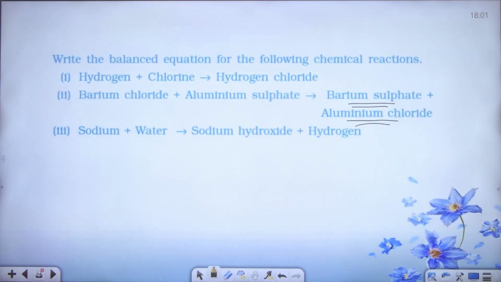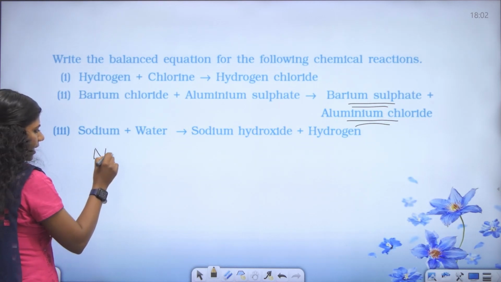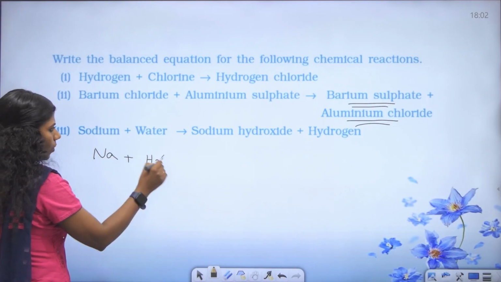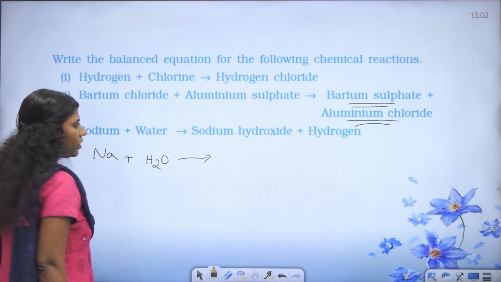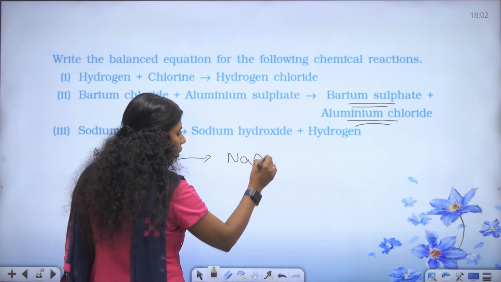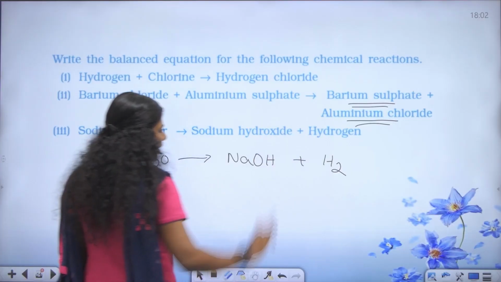Next one is sodium plus water. Sodium plus water gives sodium hydroxide plus hydrogen. Sodium is Na, plus water, H2O, gives sodium hydroxide, NaOH, and hydrogen gas. And hydrogen is H2.